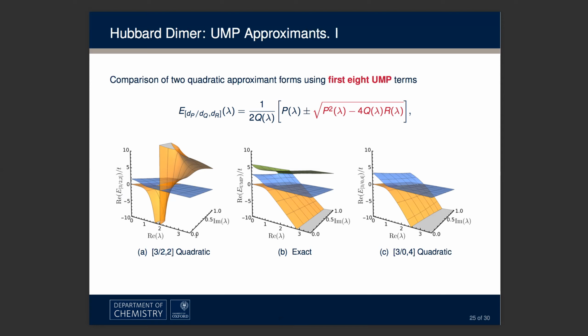But we can use the same order of UMP terms and take what I call the pole-free quadratic approximant. And we see that actually it's giving us a really good representation of these 2 lower energy surfaces. Of course, we only have 1 square root term here, which means we can only model 2 surfaces. It can only do 2 of the energy surfaces at one time.